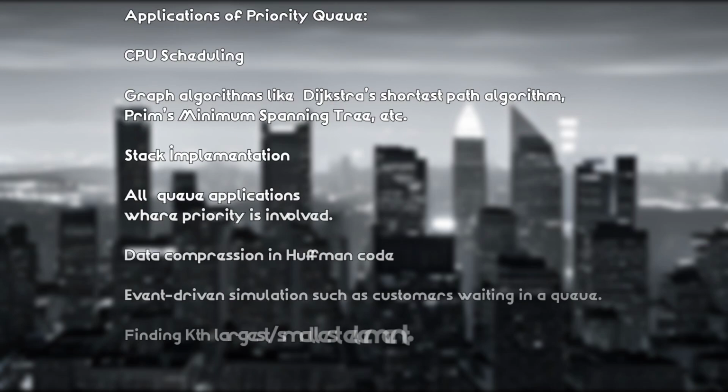Applications of priority queue. 1. CPU scheduling. 2. Graph algorithms like Dijkstra's shortest path algorithm, Prim's minimum spanning tree, etc. 3. Stack implementation. 4. All queue applications where priority is involved. 5. Data compression in Huffman code. 6. Event-driven simulation such as customers waiting in a queue. 7. Finding kth largest, smallest element.